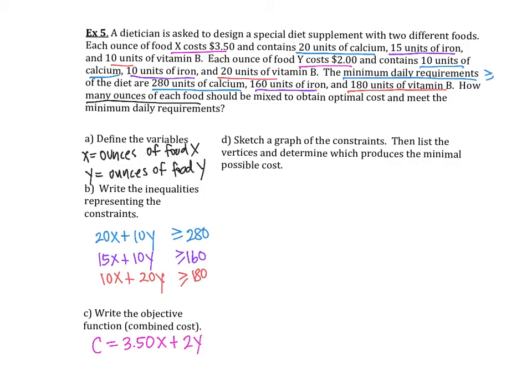Because you want to optimize your cost, you don't want to pay a lot of money, so we're looking for a minimum because it's a cost. If it asked me to optimize my profit, I would want a maximum because maximum is good. Profit is good, cost is bad, so I want my cost to be low. Okay, I'm going to sketch a graph.